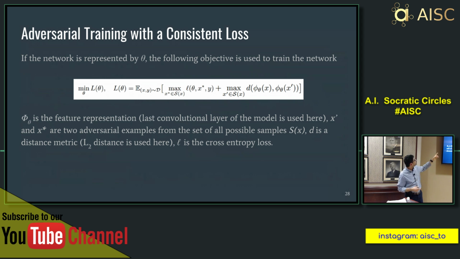So here, L is the classification, the small l is the classification loss, and D is a distance, which here is the L2 distance. Phi's are feature representations, and here these are the last convolutional layer's output. X star and X prime are two adversarial examples for that network.